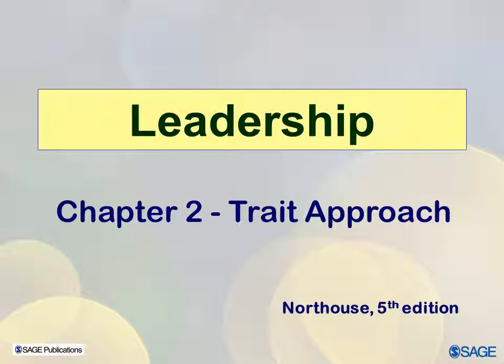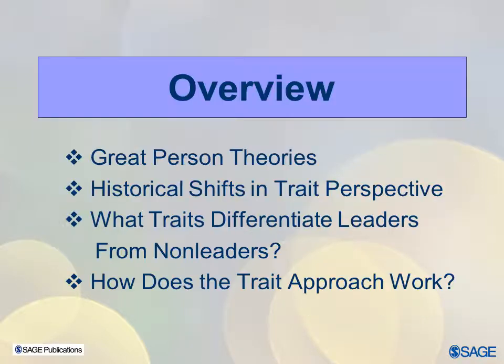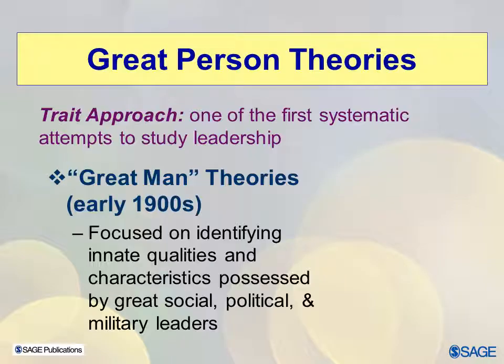So as you'll see, Chapter 2 is really about the trait approach of leadership. And it stems back from the early 1900s around what's called the great person theory. So we'll talk about that and how that focus has really changed over time and why that change has happened. And then it really gets into differentiating between leaders and non-leaders. So let's jump right in.